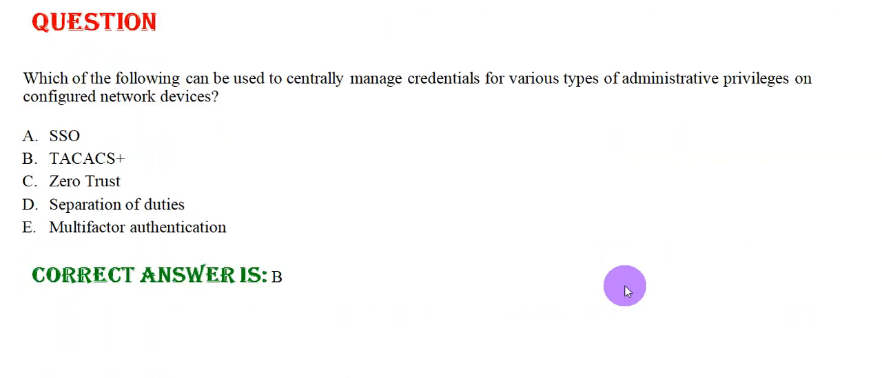Which of the following can be used to centrally manage credentials for various types of administrative privileges on the configured network devices? Option A, SSO. Option B, TACACS+. Option C, zero trust. Option D, separation of duties. And option E, multi-factor authentication. The correct answer is option B.